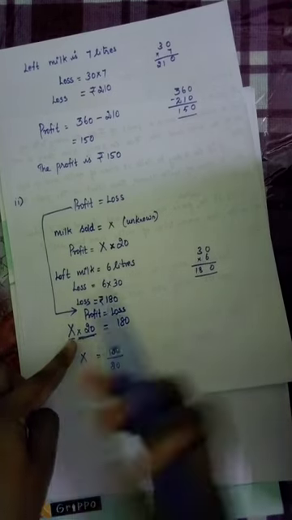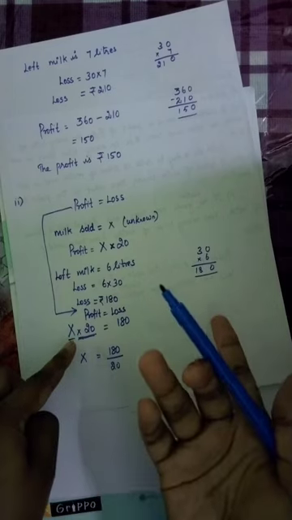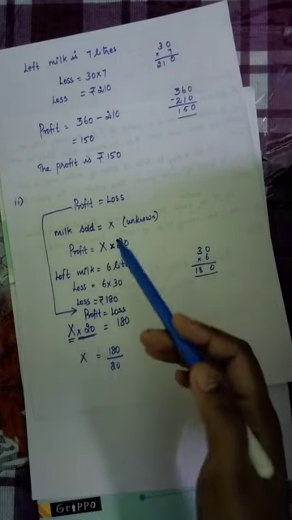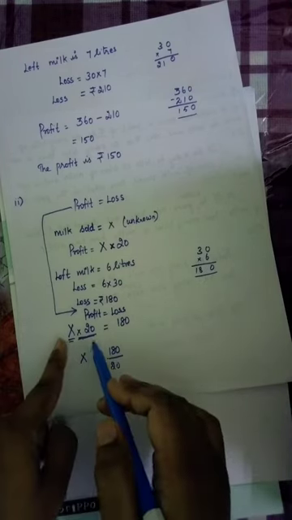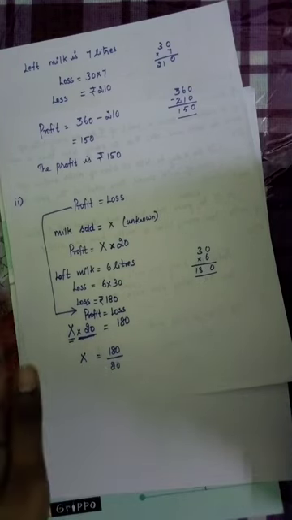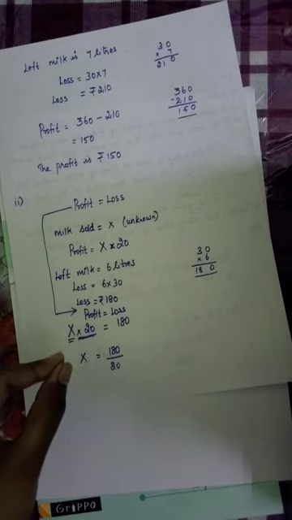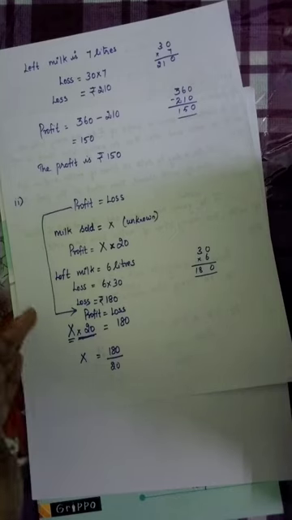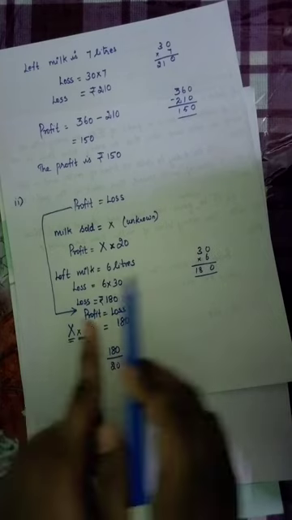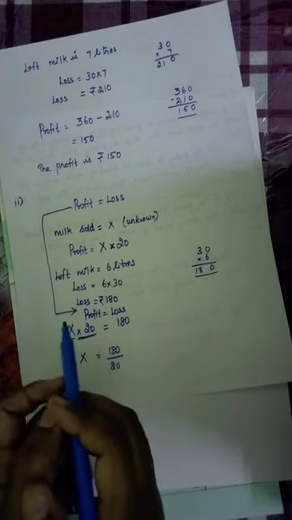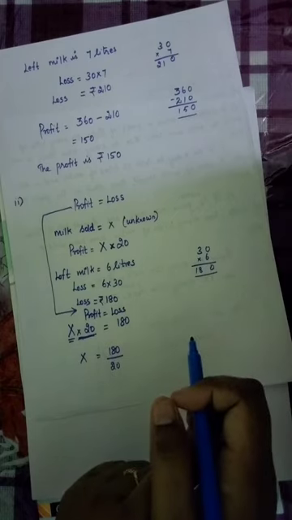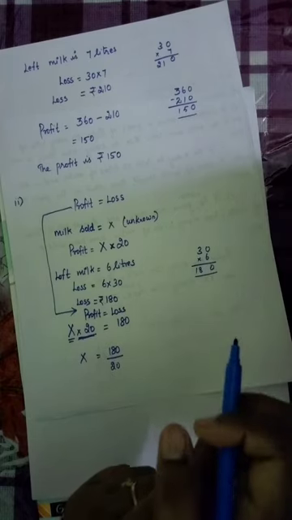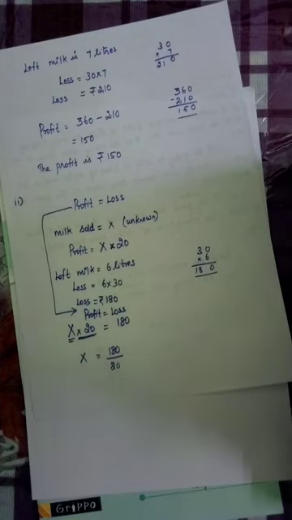x is an unknown value. How many liters of milk the milkman sold, we don't know, so we have taken it as x. When you are finding this answer, take x alone on the left side and take this multiplicative number to the right side. It will change into division. Now divide these two numbers.